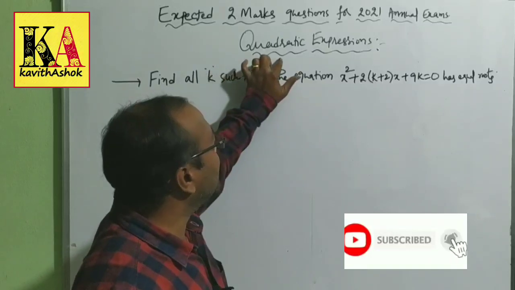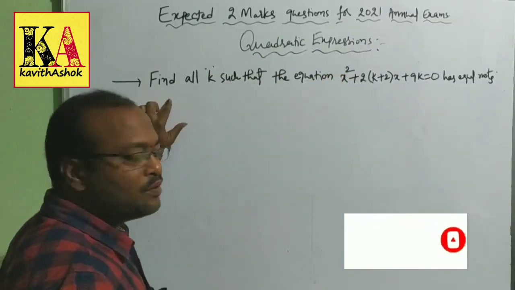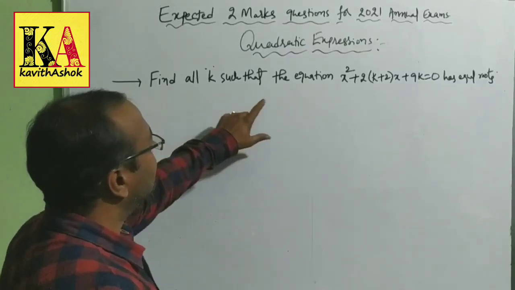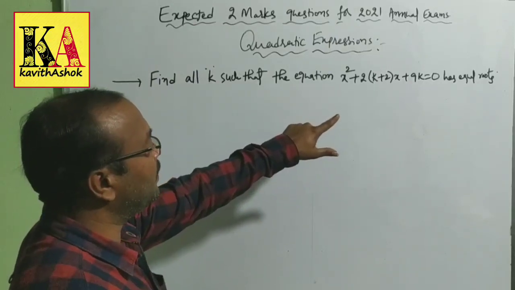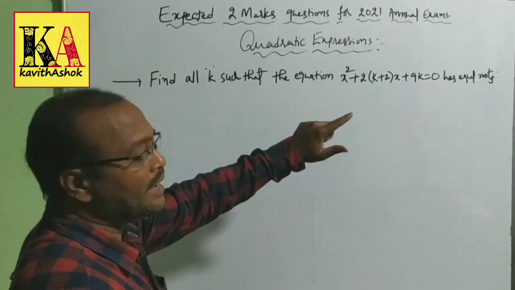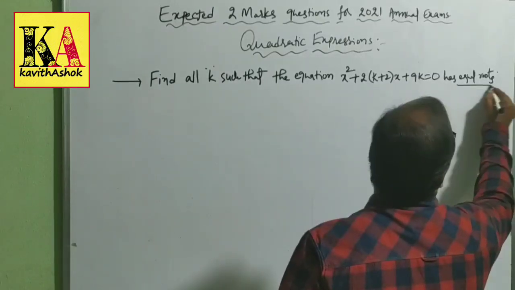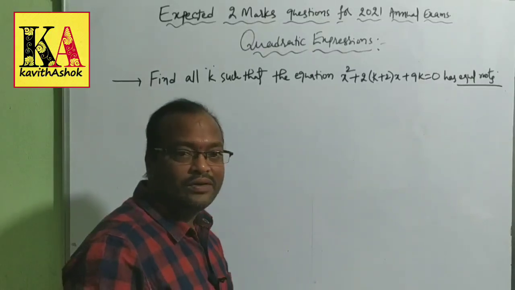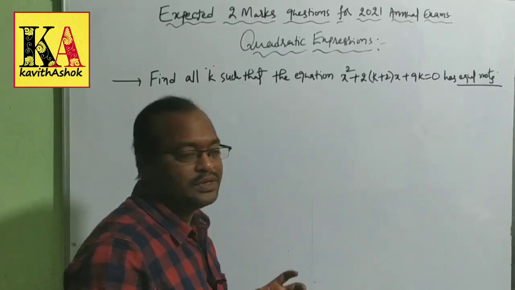So I am starting the chapter quadratic expressions. In this, the first important question, a 2 marks question: find all k such that the equation x square plus 2 times of (k plus 2) into x plus 9k equal to 0 has equal roots. What is given here? It has equal roots. We already know a quadratic equation has equal roots if and only if its discriminant value will become 0.